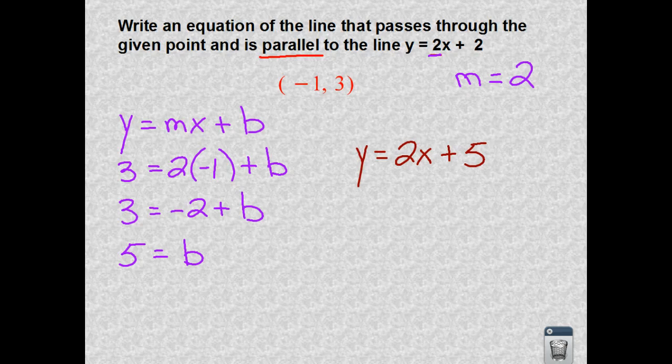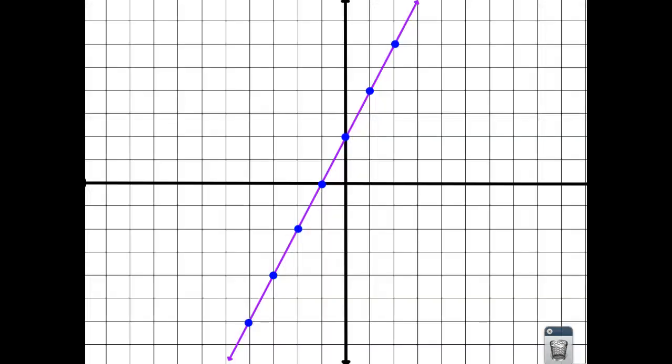Now let's go look at that on a graph. I already have the first equation graphed for you. This was y is equal to 2x plus 2. Notice our b is at 2 and my slope was 2. Rise 1, 2, rise 1. So we have up 2, right 1, up 2, right 1. So there's our slope of 2.